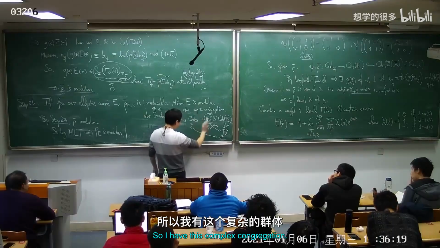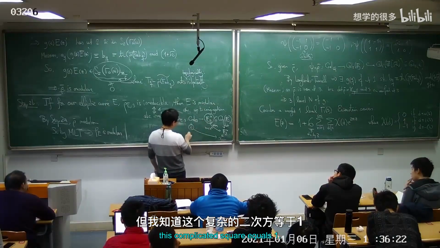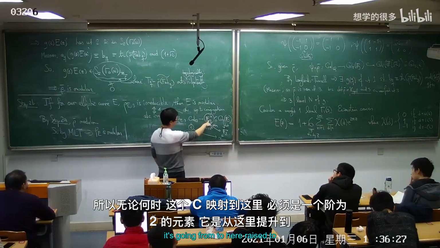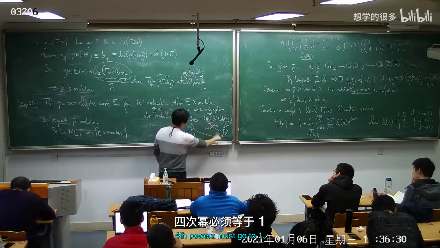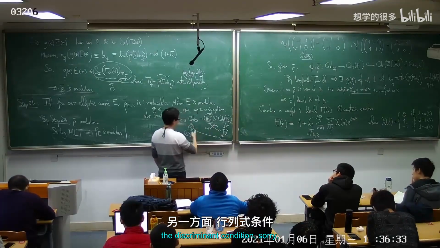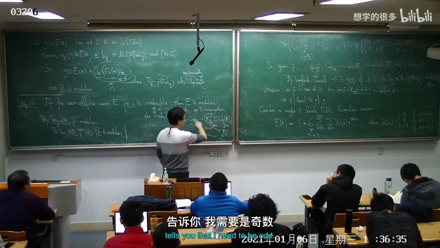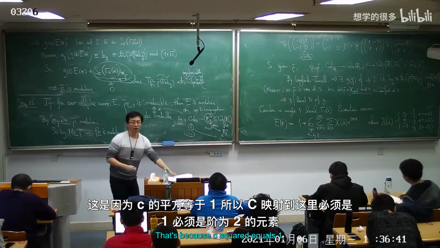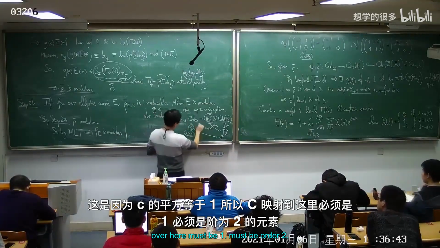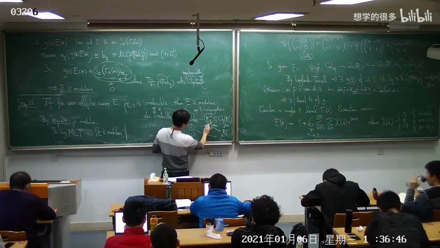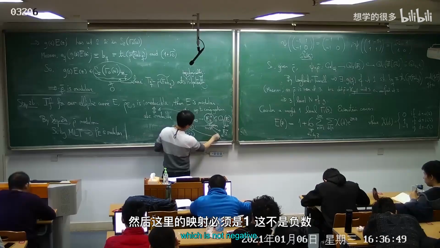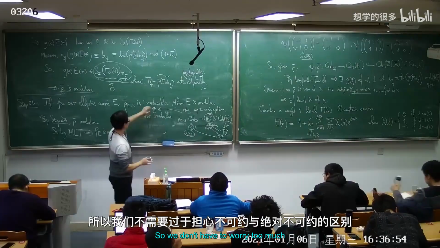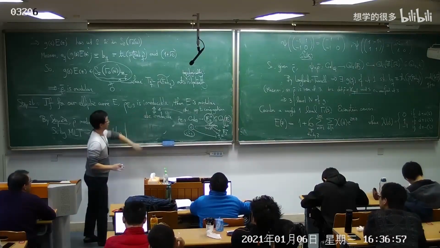Sorry, let me start over. I have this complex conjugation, and I know C squared equals 1. So whenever C is mapped over here, it must be an element of order 2, and raised to the fourth power, it must go to 1. On the other hand, the determinant condition tells you that the representation needs to be odd, so the determinant of C must be -1, which is a contradiction. So we don't have to worry too much about irreducible versus absolutely irreducible.